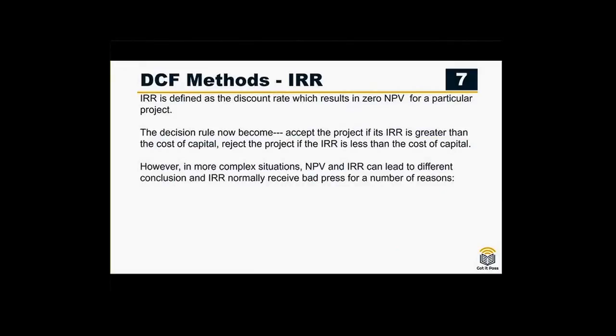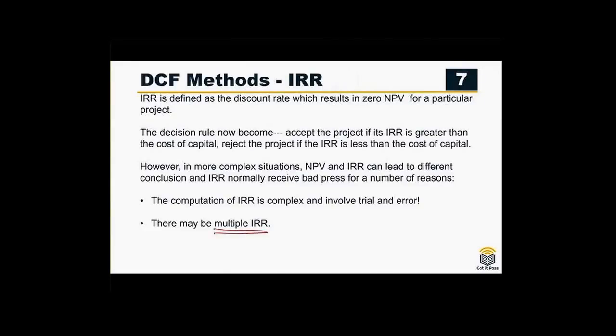But sometimes it's not that easy. Sometimes the situation is quite complex. IRR and NPV can lead to different conclusions, and IRR normally receives bad press for a number of reasons. First, the computation of IRR is complex and involves trial and error. We will do some trials in later parts of this class. Honestly, IRR is complex, and there may be multiple IRRs. We'll explain it later.